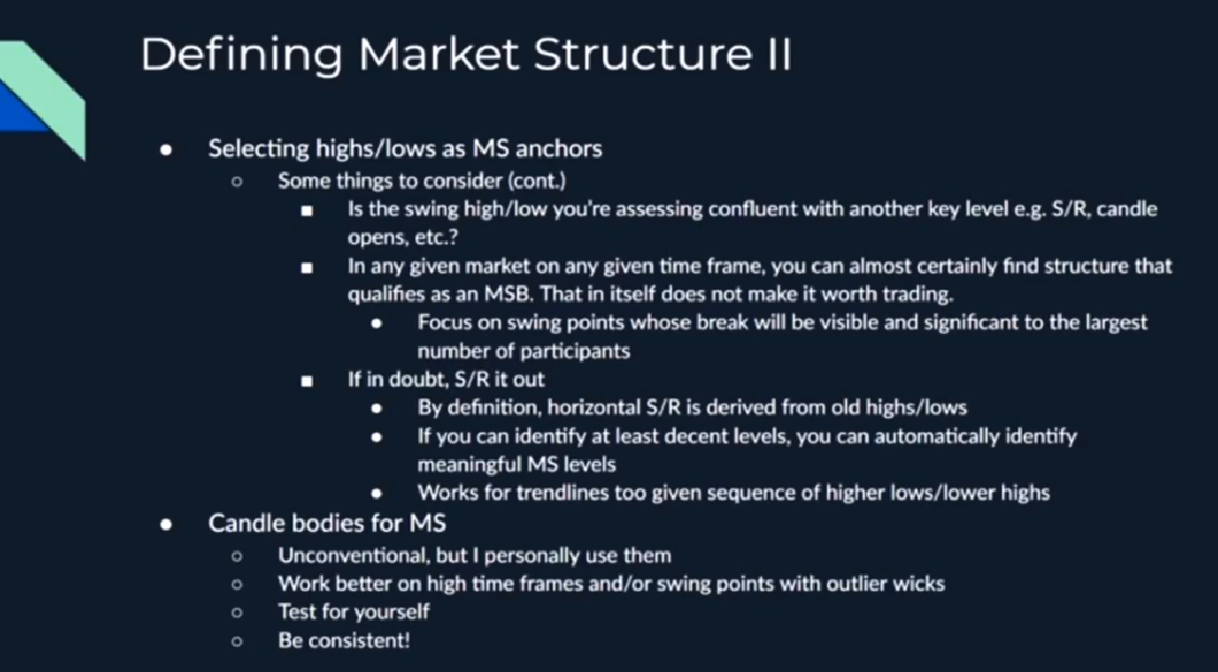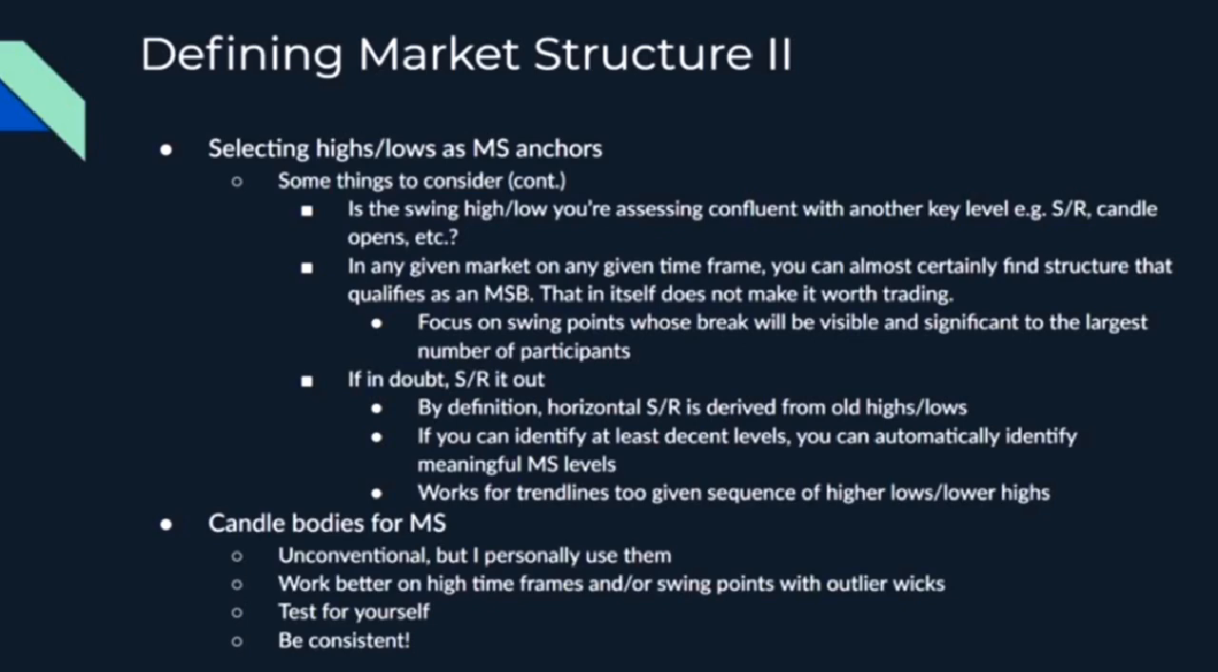As was betrayed by the previous chart with all those nice arrows, in any given market on any given time frame, you can almost certainly find structure that qualifies as an MSB. That in itself does not make it worth trading. And that is the reason why we have those quality filters, so that when we have higher highs and higher lows, or just market structure levels more generally, they actually mean something, as opposed to having a ton of overlapping levels generating a lot of noise and very few signals.